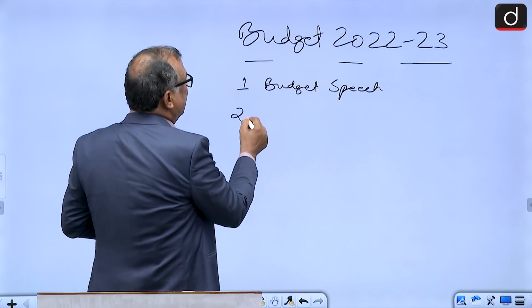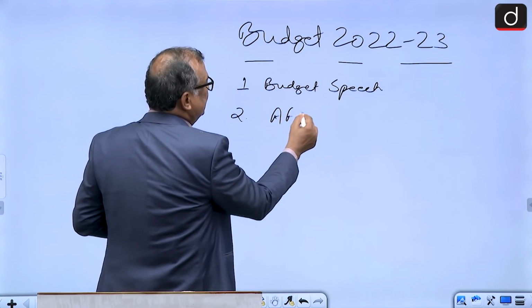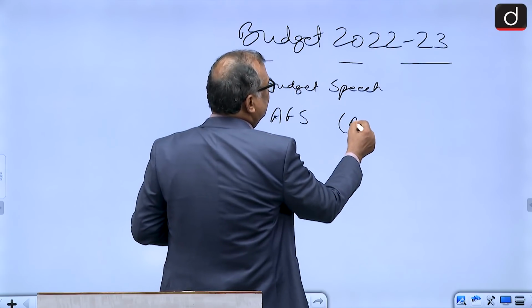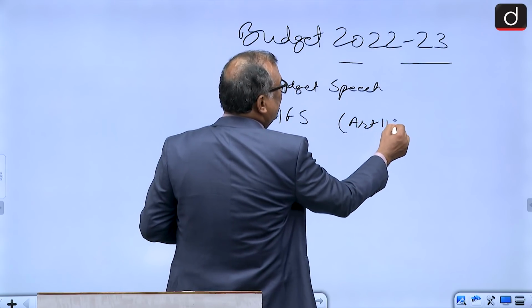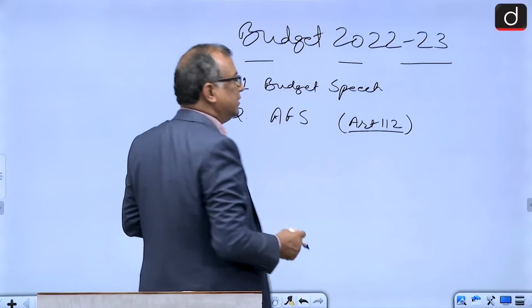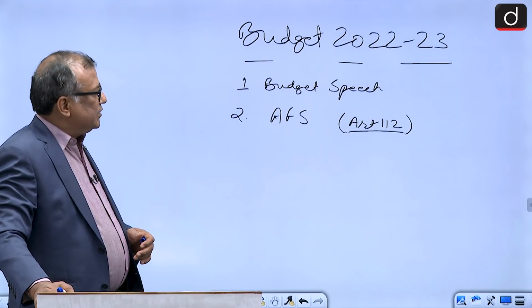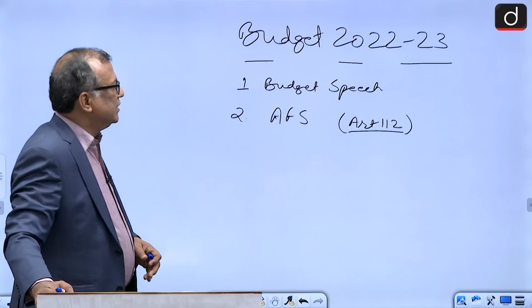Then there is annual financial statement, which is mentioned in Article 112 of the Constitution of India, that the government is expected to present before the Parliament an annual financial statement, which is popularly called budget.